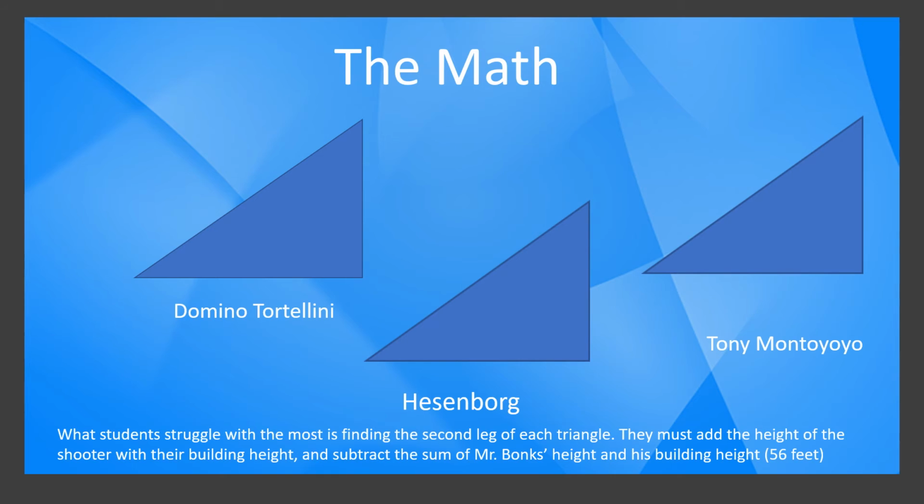What students struggle with the most is finding the second leg of each triangle. They must add the height of the shooter with their building height and subtract the sum of Mr. Bonks' height and his building height, 56 feet.